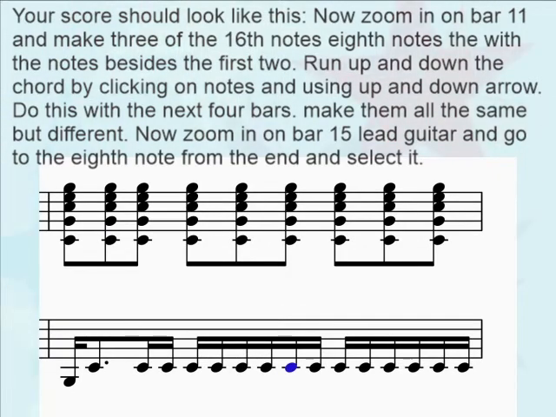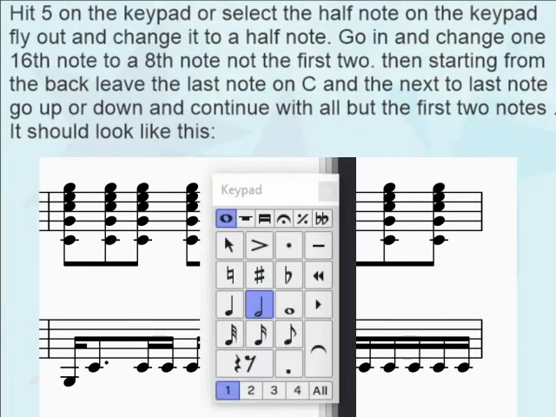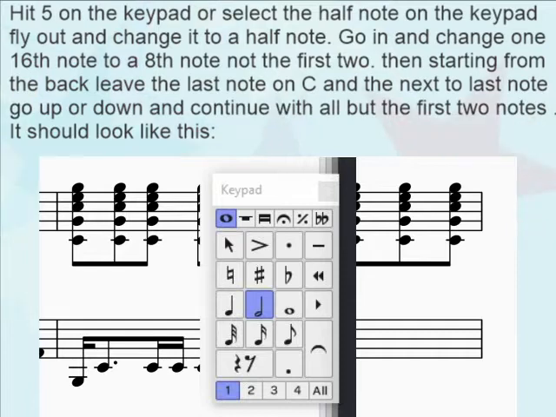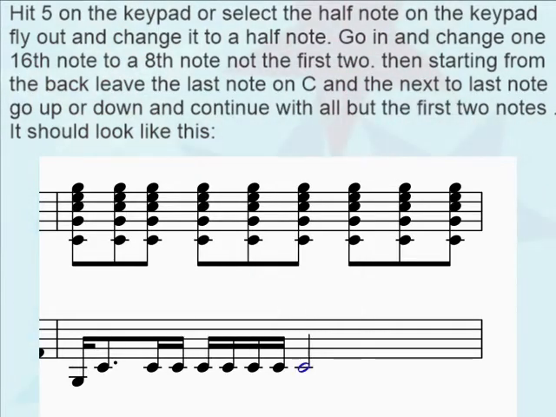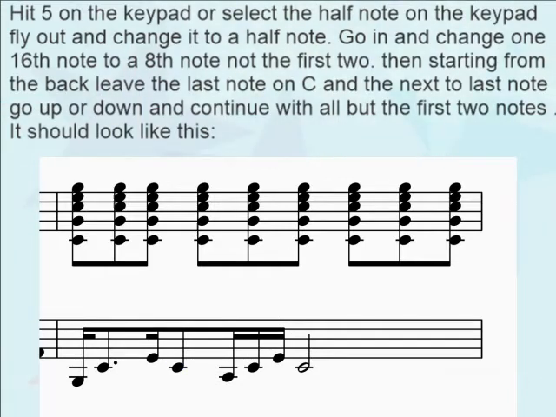Now zoom in on bar 15, lead guitar, and go to the 8th note from the end and select it. Hit 5 on the keypad or select a half note on the keypad flyout and change it to a half note. Go in and change the 16th notes to 8th notes, not the first 2. Then starting from the back, leave the last note on C and go to the next note to the last note. Go up or down and continue with all but the first 2 notes. It should look like this.